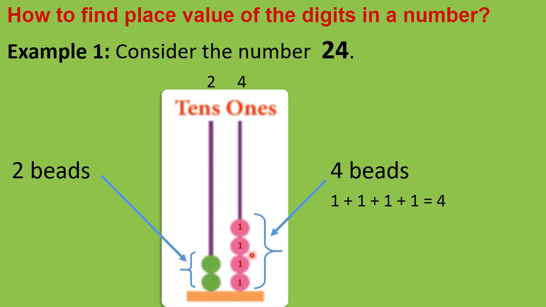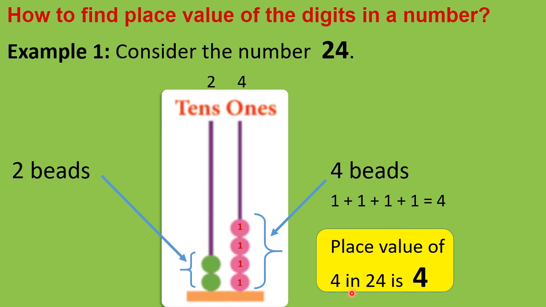So the total value of all the 4 beads together on one's rod is equal to 4, and therefore the place value of 4 in 24 is 4. Therefore, in the number 24, the place value of the digit 4 is 4. Now let us see what is the place value of 2 in the number 24.